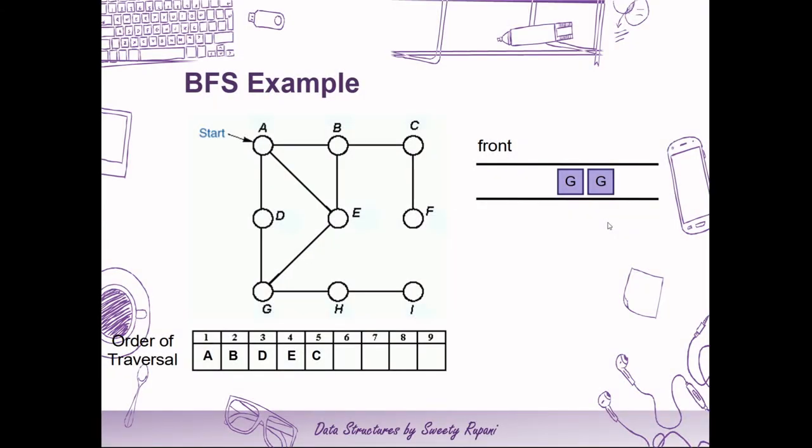Next comes out C. Let us go for the same. B has already been visited and F is required to be enqueued over here. So F would be enqueued. Next vertex that comes out is G. The adjacent vertices to G are D, E and H. D and E have already been visited, so we will enqueue only one vertex, which is H.